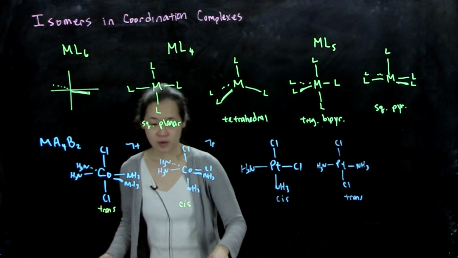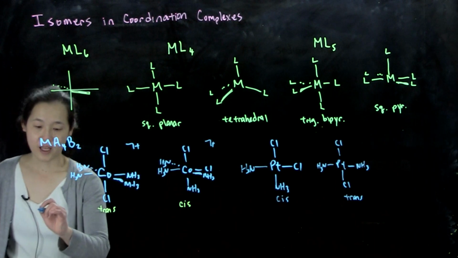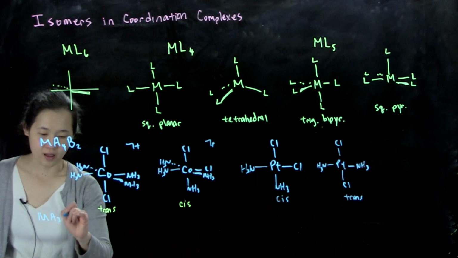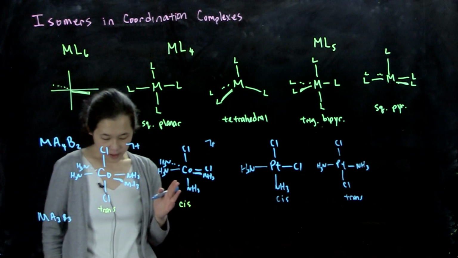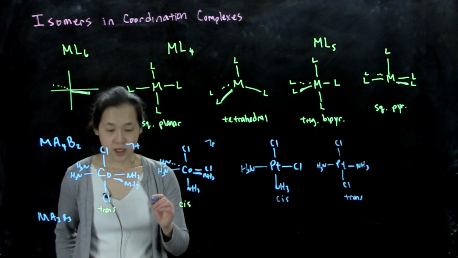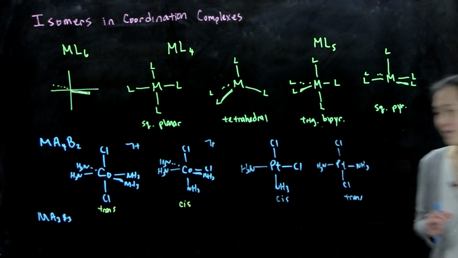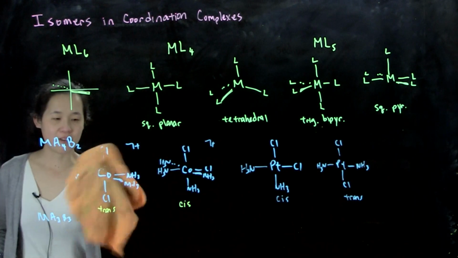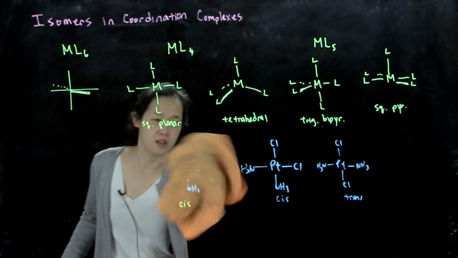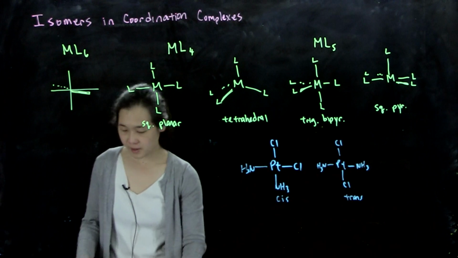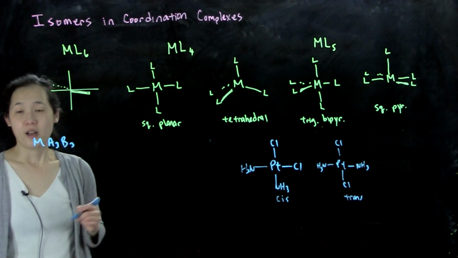Another example, hope I have enough room, is if we have some situation where we have 3 of each ligand, MA3B3. Then we could have 2 situations again. I'll just do another cobalt example. Let me erase so I have room, just so I'm not so cramped. Hopefully everyone has written all this down.